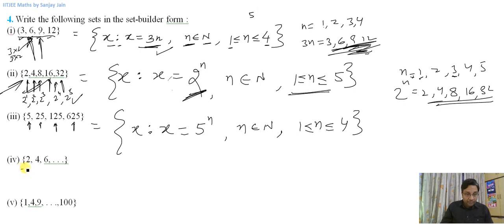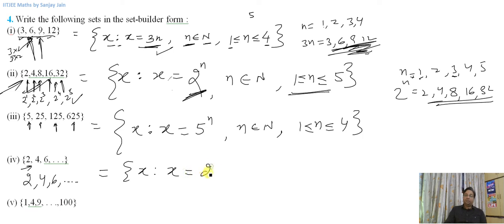Now here I've got even numbers like 2, 4, 6, and then there is dot dot dot. So it will continue after that. So these are even natural numbers, right? So what are even natural numbers? You can write this rule as x such that x is equal to 2n, where n belongs to natural numbers, right? Now this is the set builder form. Okay, I don't have to restrict the values of n because there is dot dot dot. It will continue after that also.